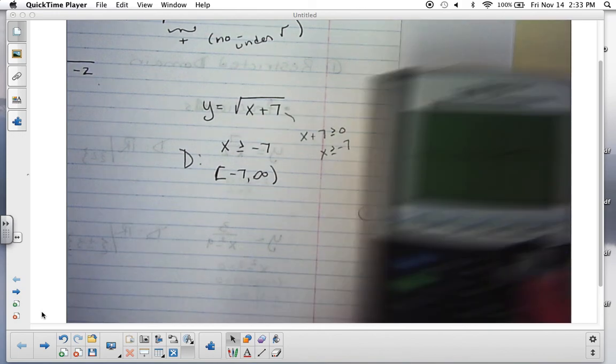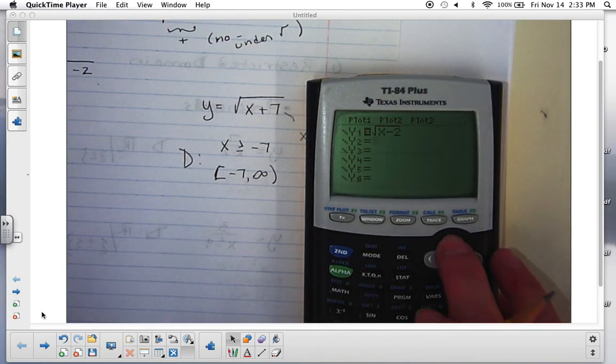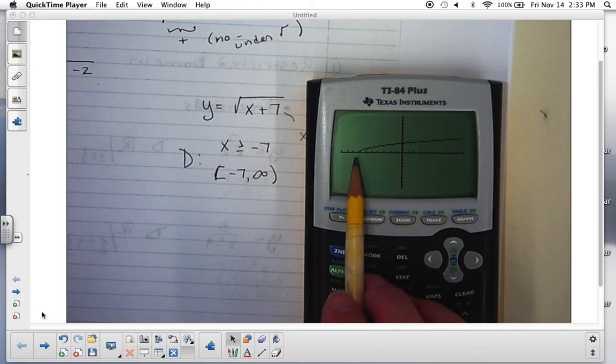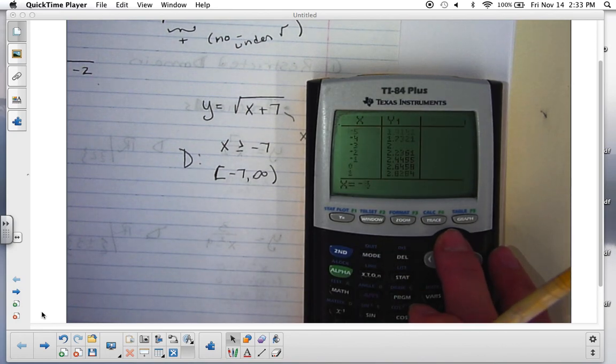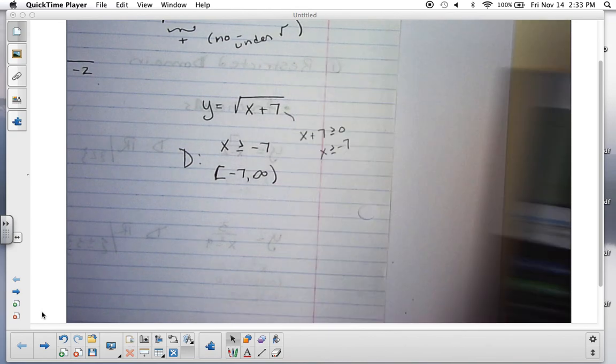If that's going to bother you, again, just type it into here. What did we do? +7 there? +7. Take a look at it here, and then either count the tick marks and recognize, oh, -7 to infinity, or look on your table, and that will also help you. Oh, error, error, all of a sudden this works. Anything greater than or equal to -7 will be a value there.